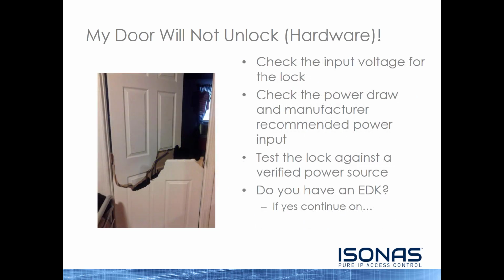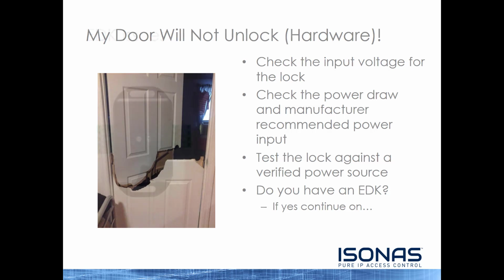If you have a 24 volt DC only lock, applying 12 volts from the reader controller that's powered by PoE is not going to cut it to unlock that door. So check your power draw and manufacturer recommended power input. If you see that you're getting 12 volts to the device or 24 volts or whatever you're supposed to be getting and it's not working, test the lock against another verified power source to determine if the lock is actually bad.